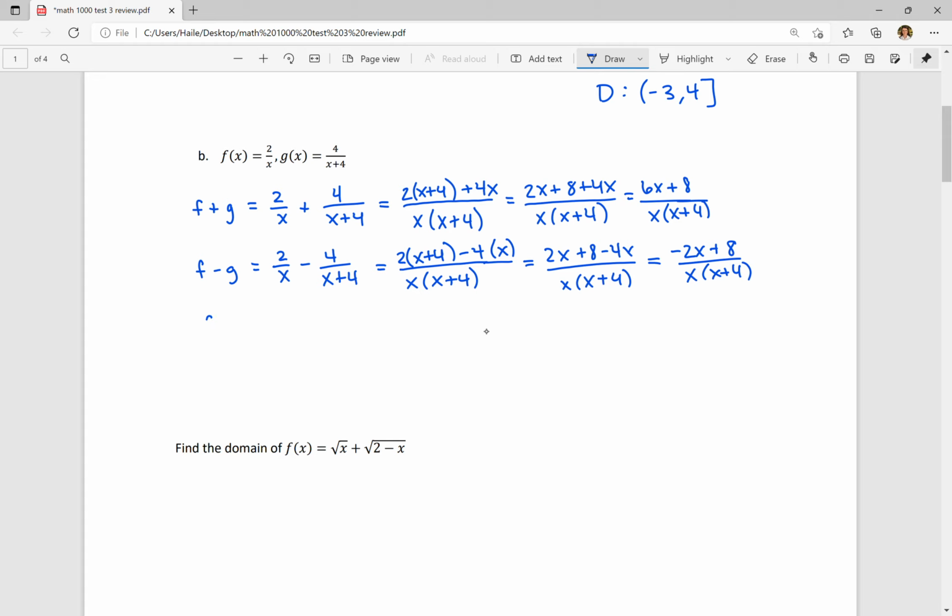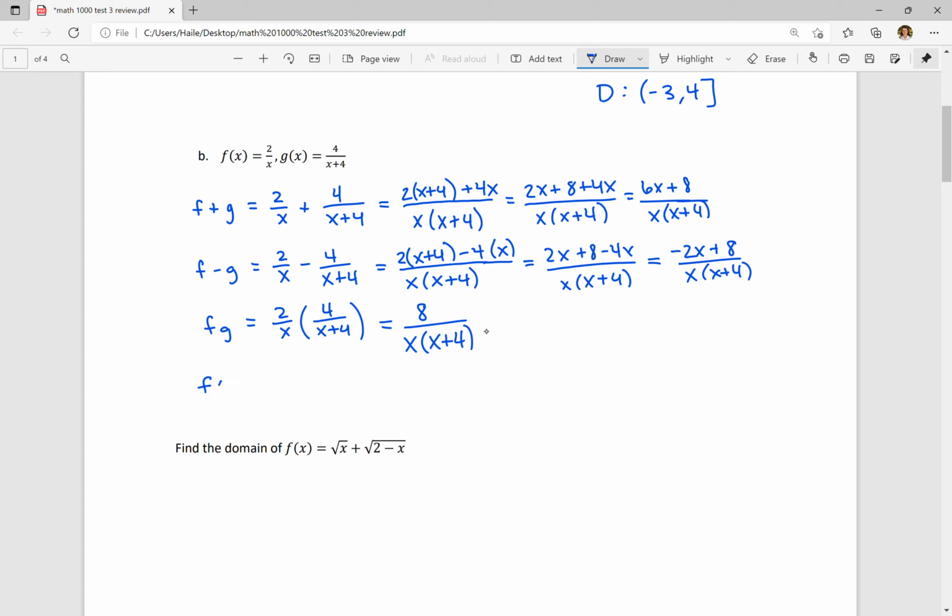For f times g, we want to multiply the two fractions. So we have 2 over x times 4 over x plus 4. So when you multiply fractions, you want to multiply across the top and multiply across the bottom. So what this gives us is 8 over x times x plus 4.